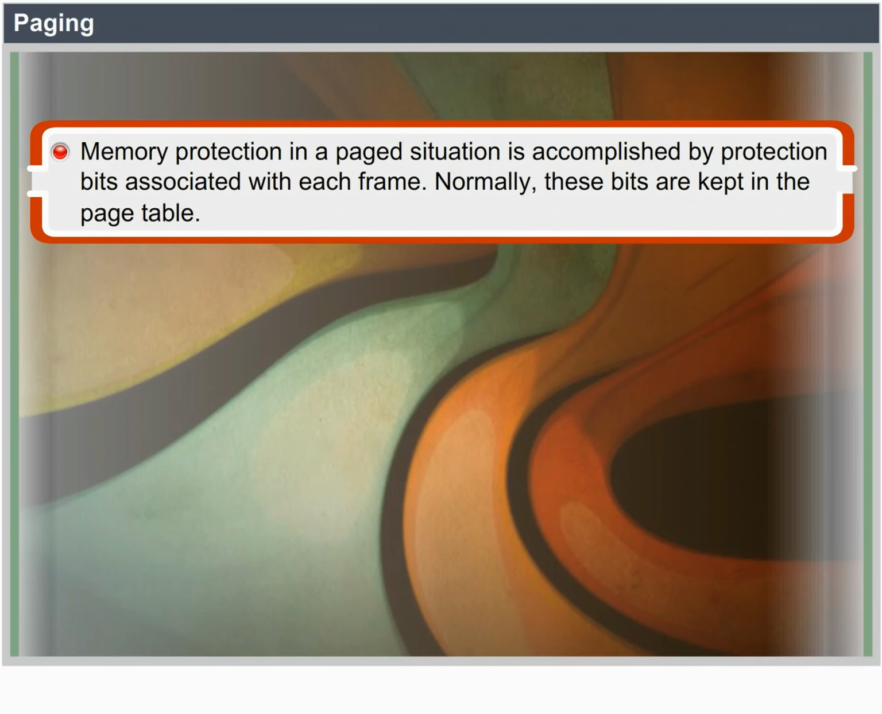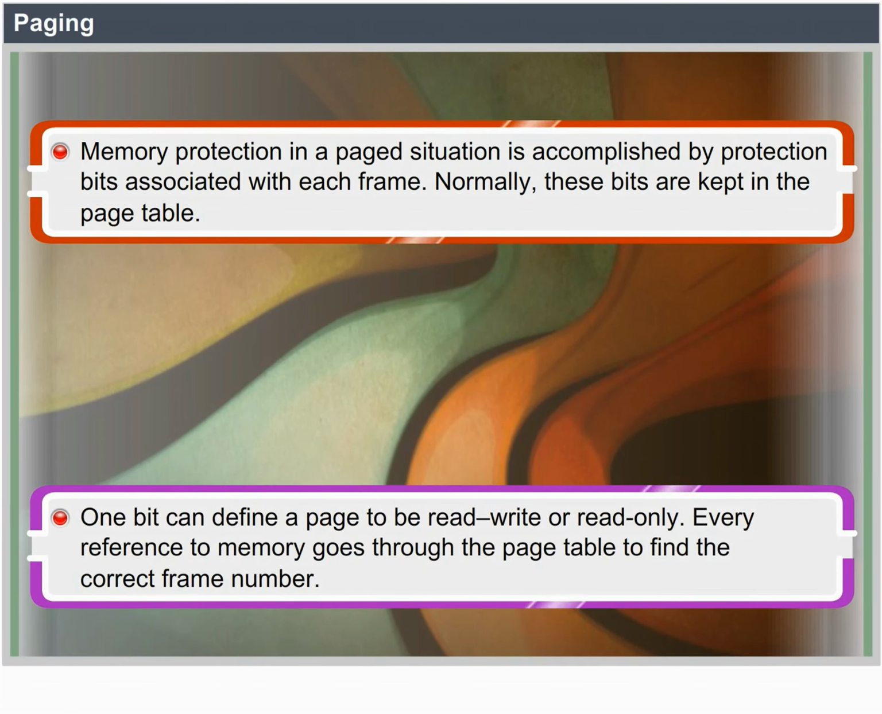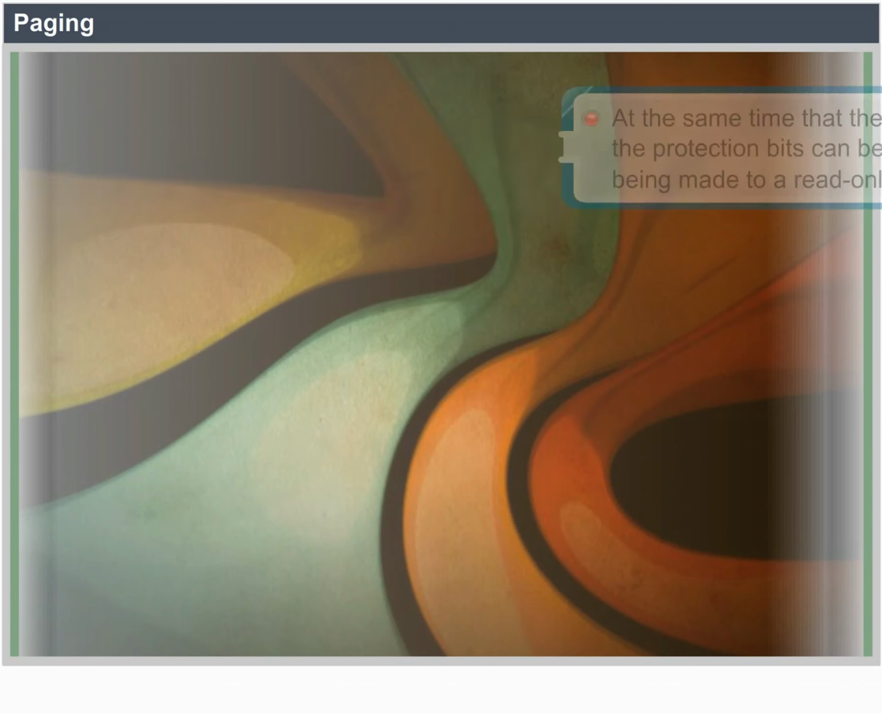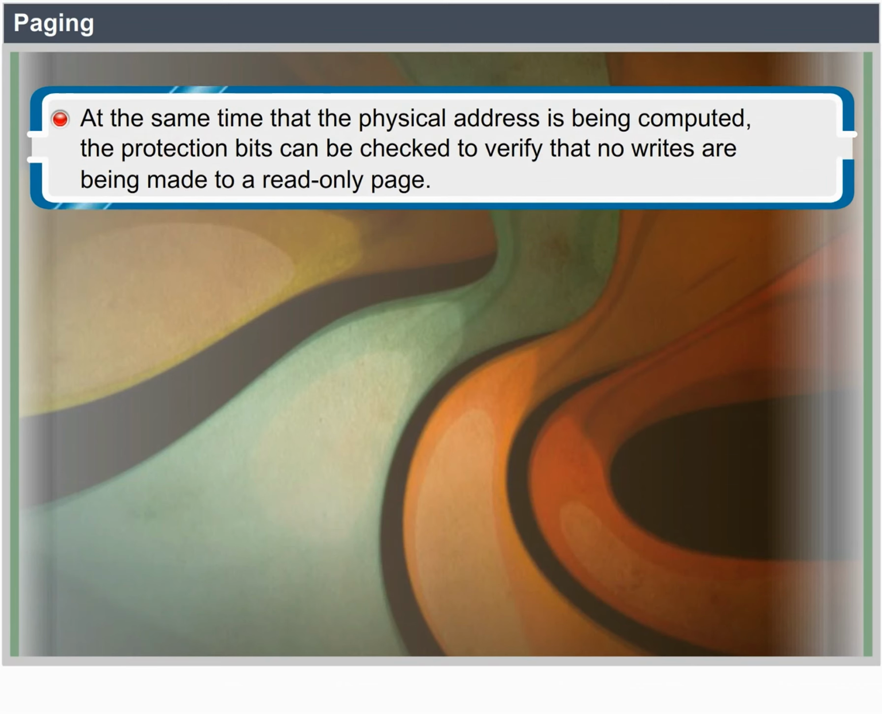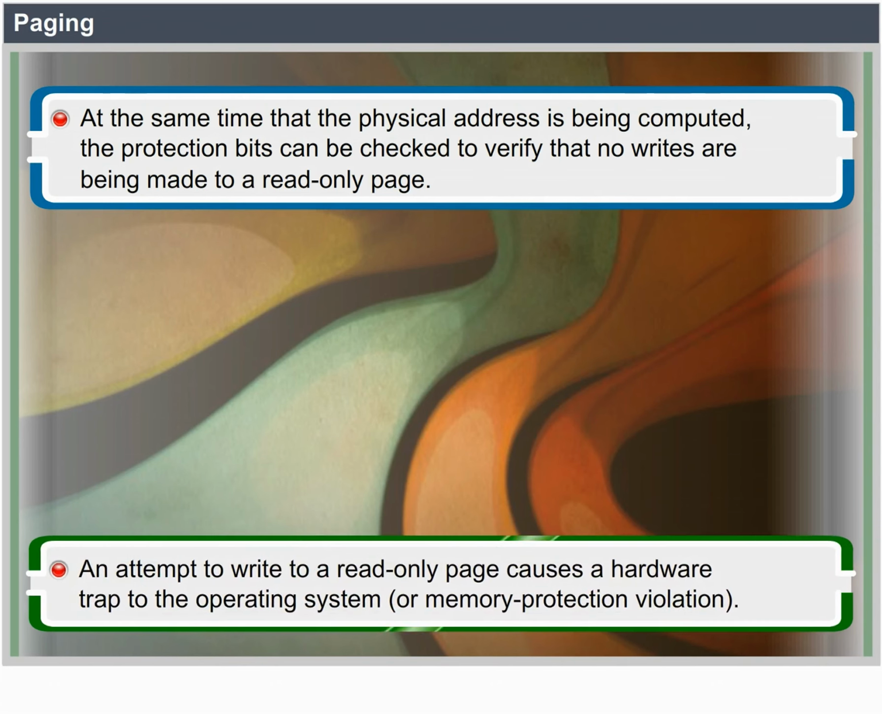Normally, these bits are kept in the page table. One bit can define a page to be read-write or read-only. Every reference to memory goes through the page table to find the correct frame number. At the same time that the physical address is being computed, the protection bits can be checked to verify that no writes are being made to a read-only page. An attempt to write to a read-only page causes a hardware trap to the operating system, or memory protection violation.